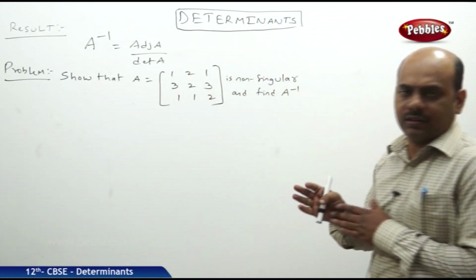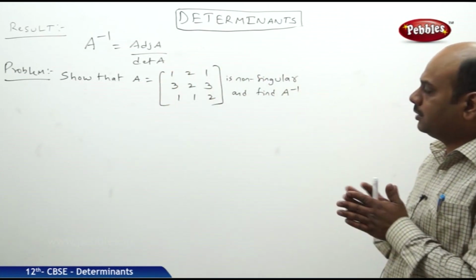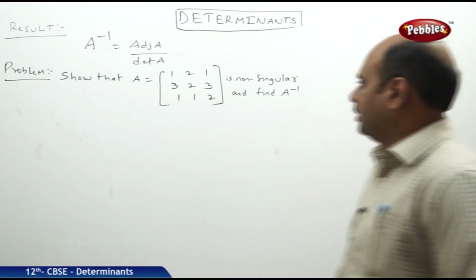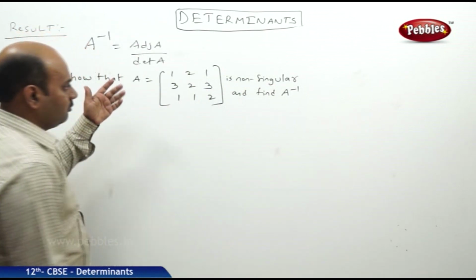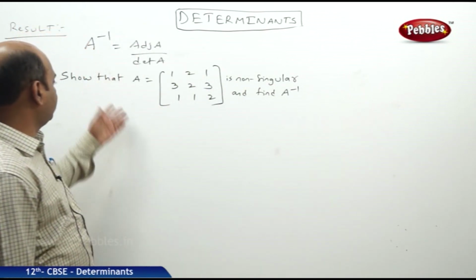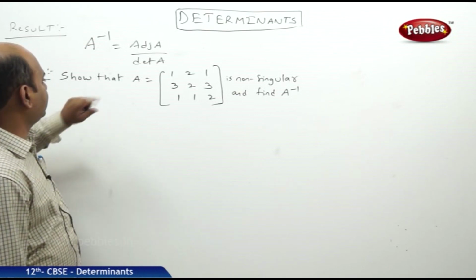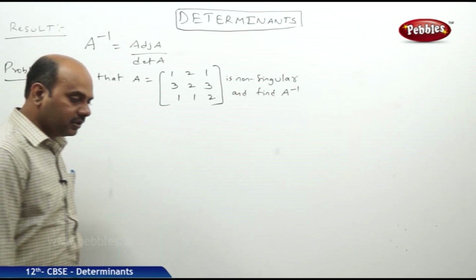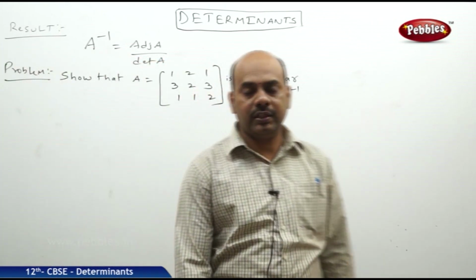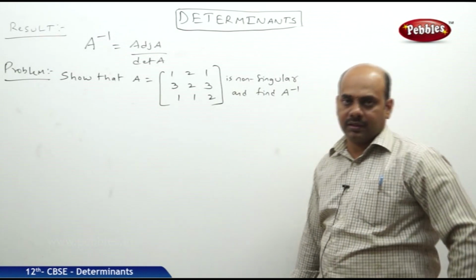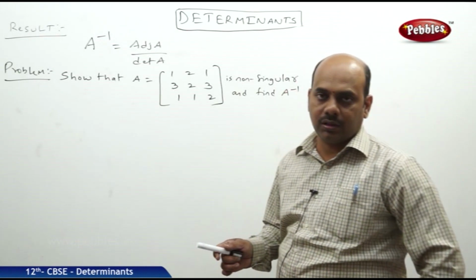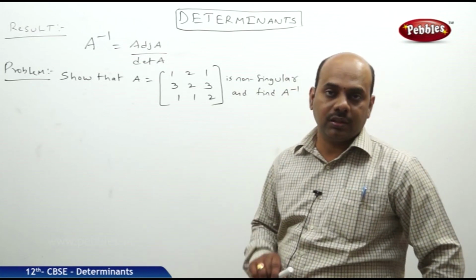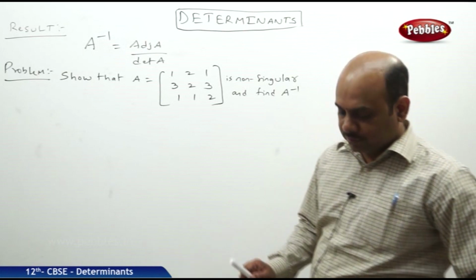Here we should use a result or a formula: A inverse is equal to adjoint A by det A. Using this, we will solve this particular problem. He is asking us to show that this matrix is non-singular and to find A inverse. Just now I said what singular and non-singular matrices are. A matrix capital A is said to be singular if its determinant is equal to 0, and non-singular if its determinant is not equal to 0.